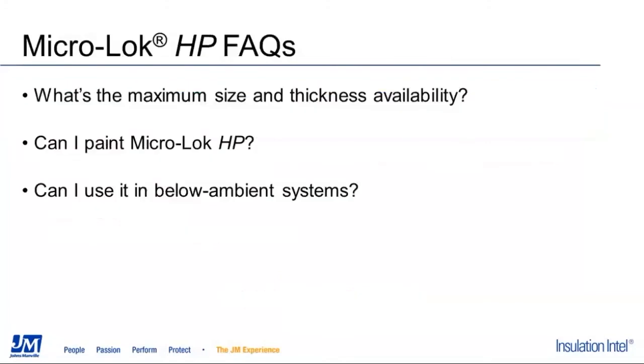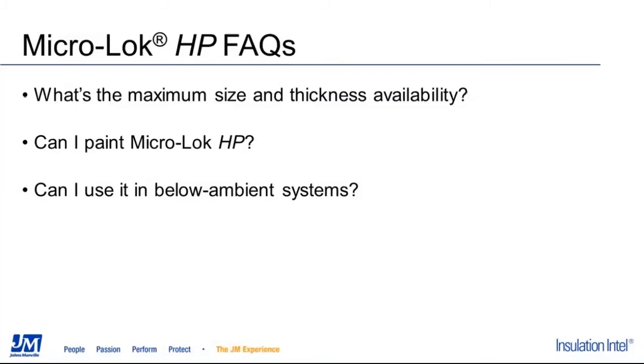Now we'll go over some frequently asked questions related to our fiberglass insulation. First, what's the maximum size and thickness available? So our wall thicknesses range from 1/2 inch all the way to 5 inch, and they're offered in 1/2 inch increments. And the pipe diameter sizes range from 1/2 inch to 24 inch in iron pipe sizes. We also offer sizing for copper tubing ranging from 5/8 inch to 6 1/8.